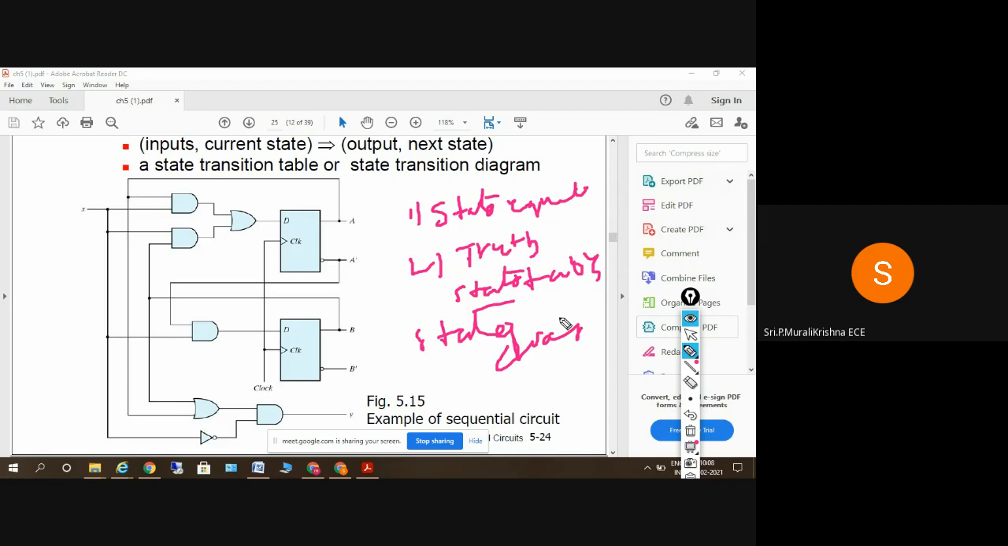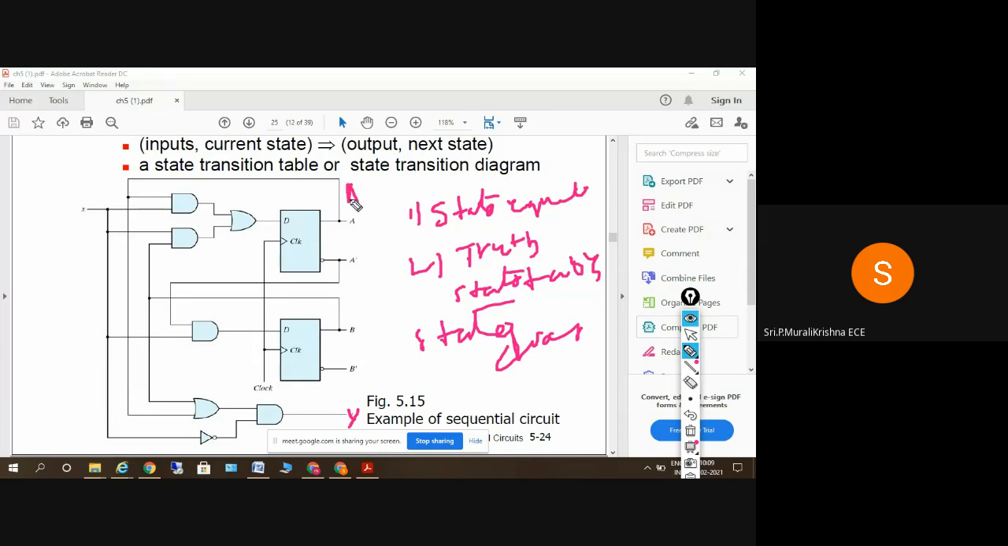Analysis is nothing but, we'll be given a circuit and we have to analyze that circuit. That is the meaning of analysis here. That is what we are going to see right now. First of all, we have to identify the equations here. We have two flip-flops here: this is the A flip-flop, this is the B flip-flop, and we have output Y here. A is the output of the first flip-flop, and B is the output of the second flip-flop.